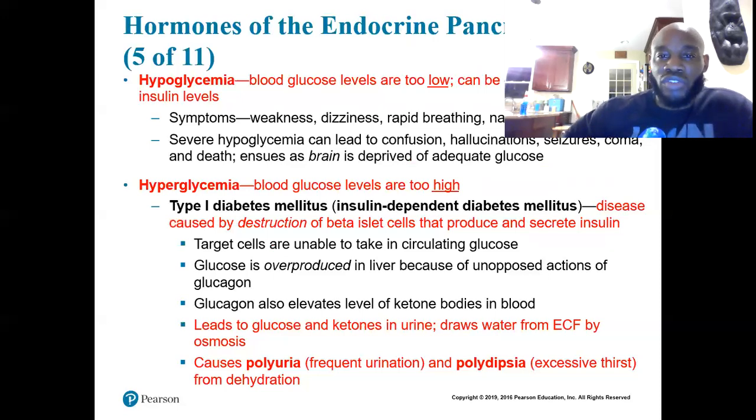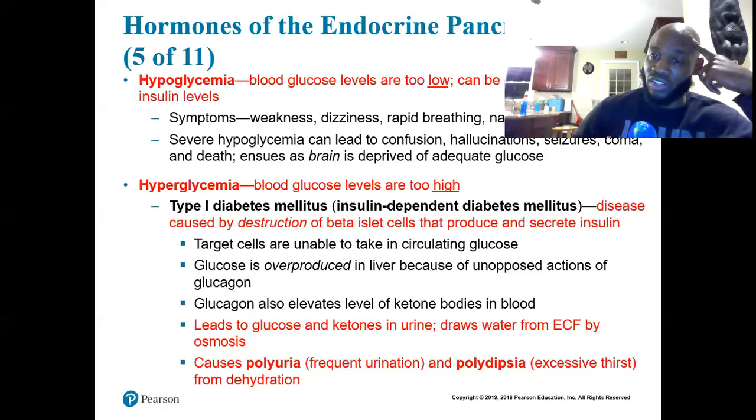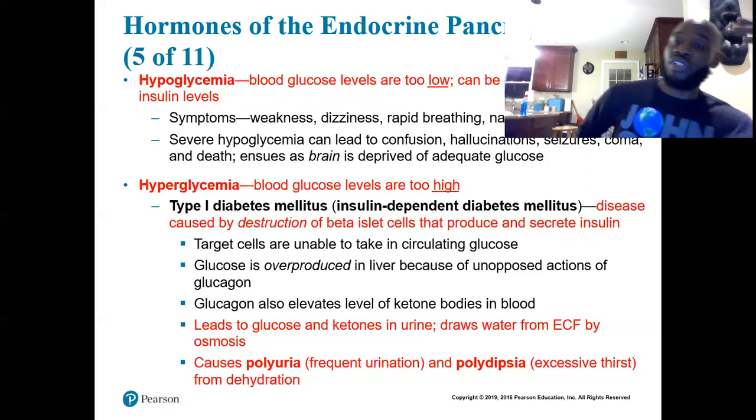Hypoglycemia is when our blood glucose levels are too low, and it can be caused by elevated insulin levels, right? So with hypoglycemia, you have low blood sugar. You'll hear people say you can have weakness or dizziness. You don't have enough energy, right? That can be caused by elevated insulin levels. So that can cause problems, which can eventually lead to death, because your brain uses glucose, uses carbohydrates, and so if your glucose levels are too low, eventually your nervous system is going to malfunction.